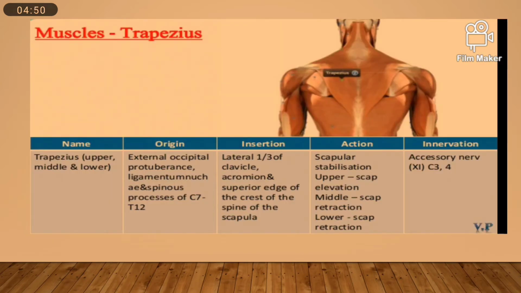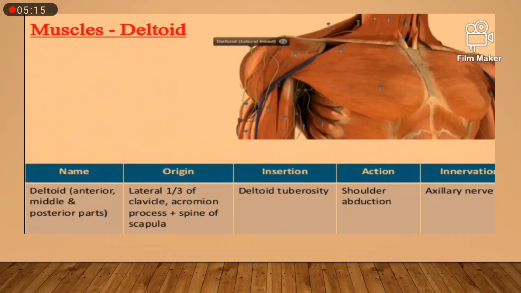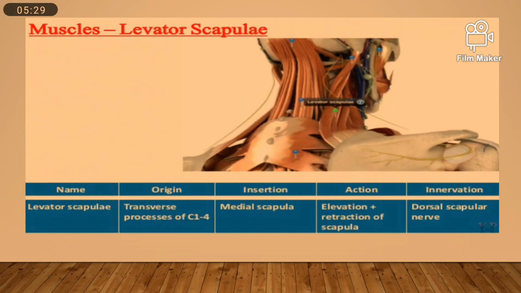Now muscles: trapezius, origin external occipital protuberance, ligamentum nuchae and spinous processes from C7 to T12, insertion lateral one third of the clavicle, acromion and superior edge of the crest of the spine of the scapula, action scapular stabilization. Now muscles: deltoid, origin lateral one third of the clavicle, acromion process, spine of the scapula and insertion deltoid tuberosity, action shoulder abduction and nerve supply axillary nerve.